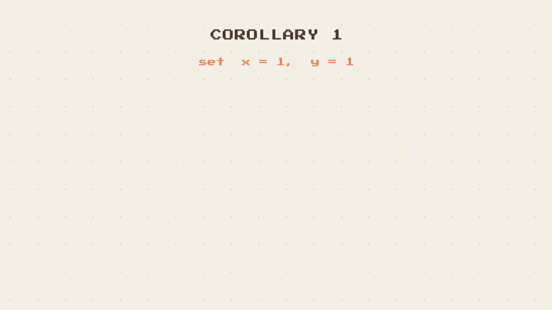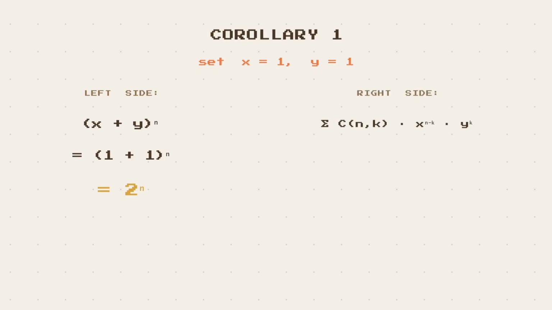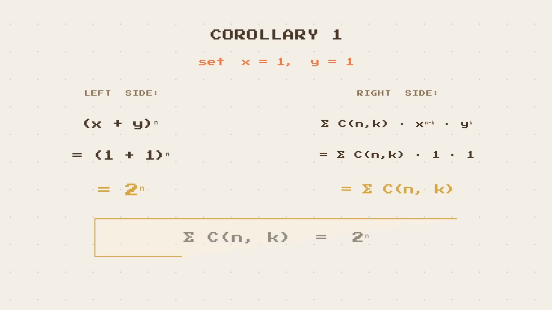Okay. So start with x equals 1 and y equals 1. So the left side becomes (1 plus 1) to the power of n, right? And that's basically 2 to the power of n. Now on the right hand side, every x and y raised to anything becomes 1. The coefficients C(n,k) remain. So the sum of all the coefficients equals 2 to the power of n.